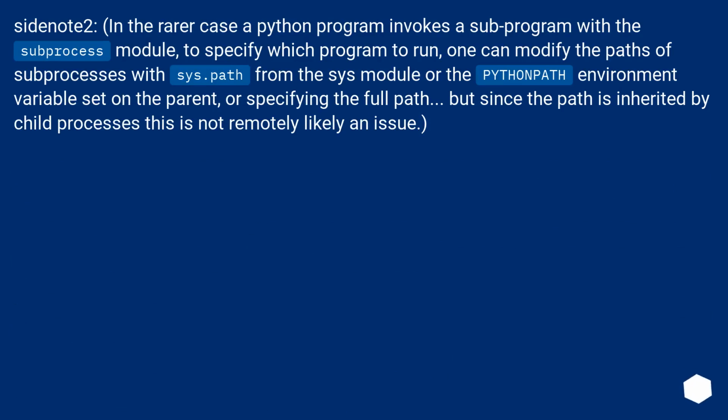Side note 2. In the rarer case a Python program invokes a subprogram with the subprocess module, to specify which program to run, one can modify the paths of subprocesses with sys.path from the sys module or the PYTHONPATH environment variable set on the parent, or specify the full path. But since the path is inherited by child processes, this is not remotely likely to be an issue.